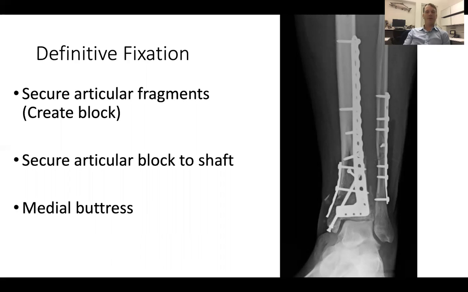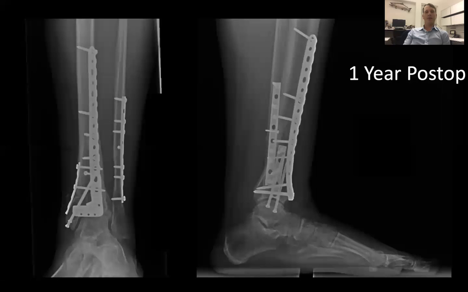So this is just a 1/3 tubular plate with a couple of malleolar screws. And that does okay for him and holds him in appropriate alignment, and he goes on to heal. This is him a year post-op. His joint's holding up reasonably well, and he's functioning and back to work.